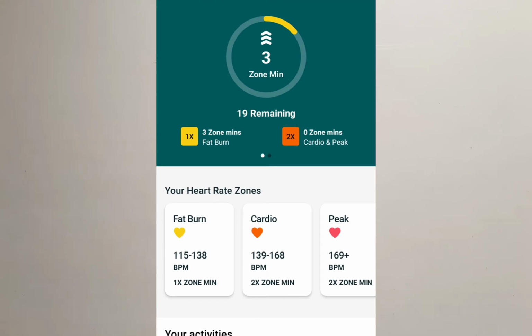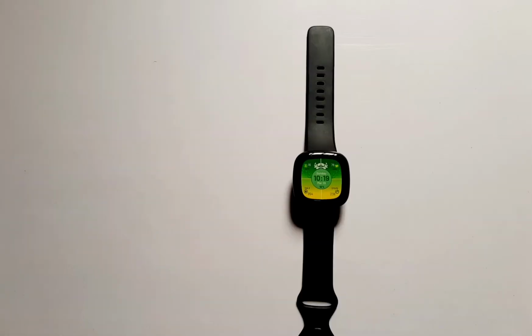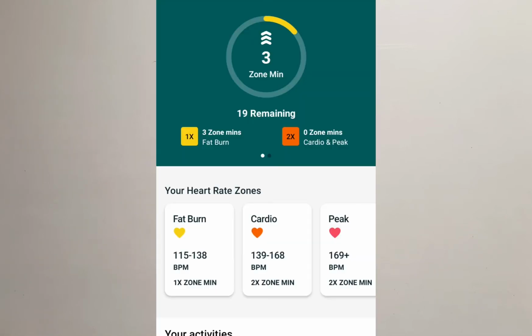You should also know that your maximum heart rate is 220 minus your age. This way, Fitbit is able to calculate your heart rate in the fat burn zone, the cardio zone, and the peak zone. As you can see from my own data here, on the fat burn zone my heart rate ranges from 115 to 138 beats per minute. For the cardio zone, it's 139 to 168. For the peak zone, it is 169 plus.